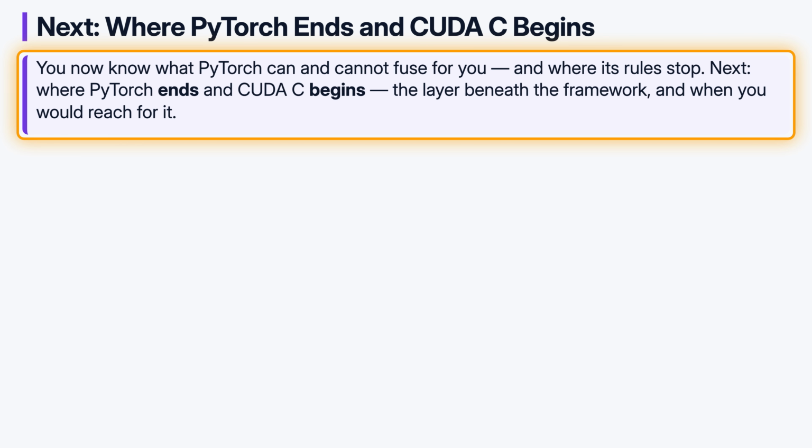You have now seen what PyTorch can fuse for you and where its rules stop. Next, we look at where PyTorch ends and CUDA-C begins. That is the layer beneath the framework and when you would reach for it.